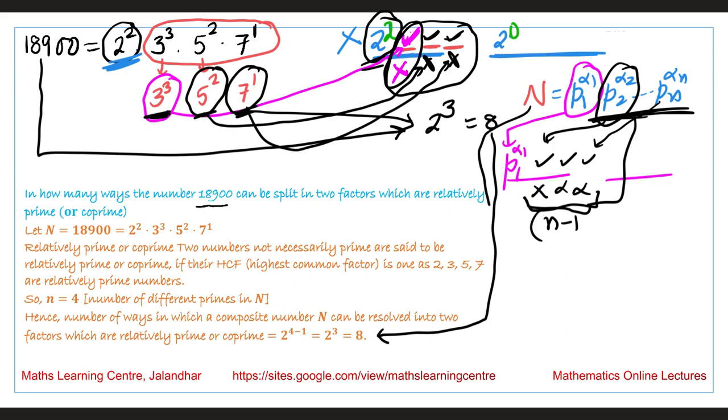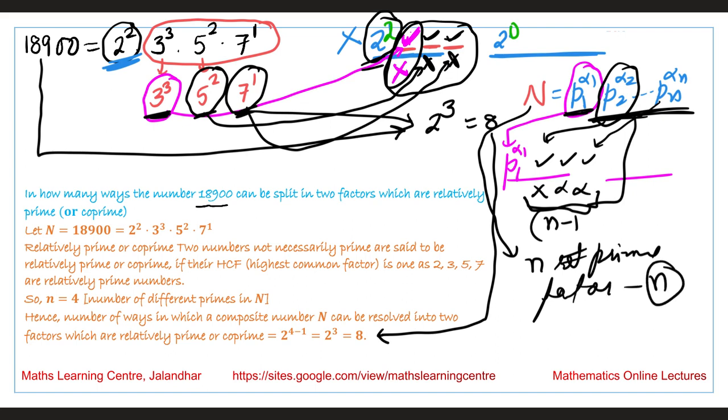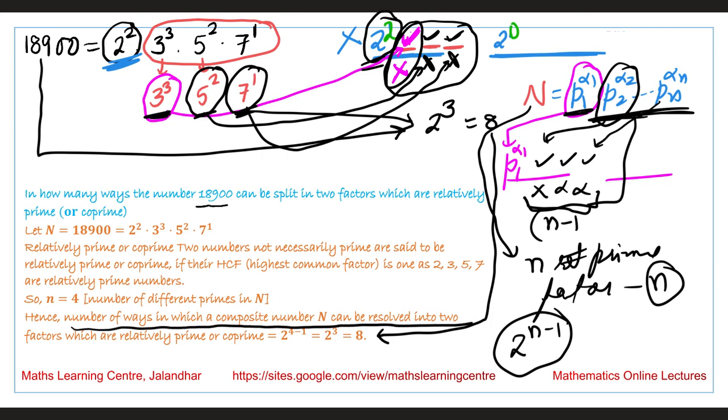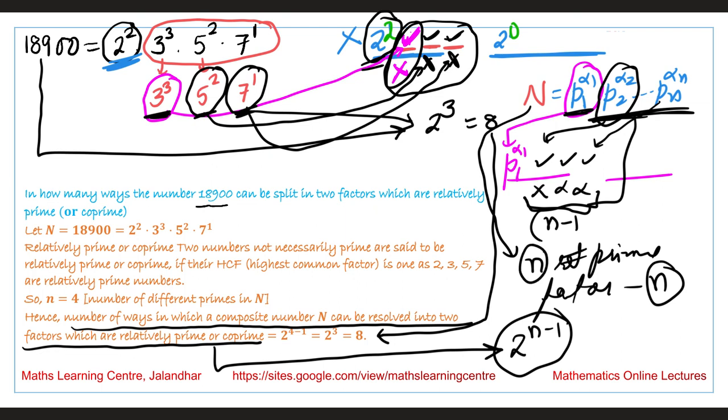So if this number has n different prime factors, then the number of factors which are co-prime to each other will be 2 raised to the power n minus 1. So this is our general result. We are saying that the number of ways in which a composite number can be resolved into two factors which are relatively prime or co-prime is 2 raised to the power n minus 1, where n is the number of different prime factors that we have.